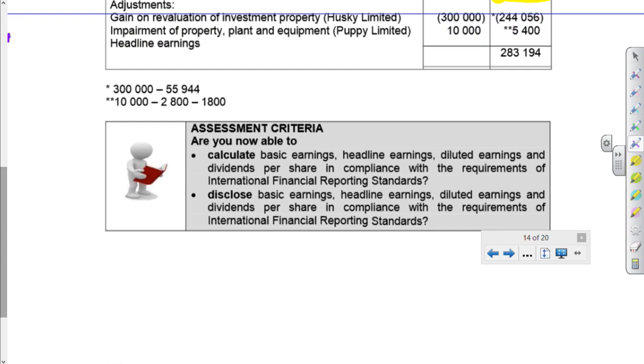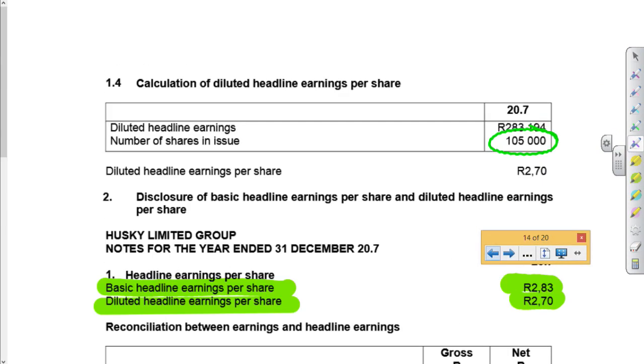So that's headline earnings per share. The other thing that I wanted to do with you today is dividends per share. So far we've done basic earnings per share, diluted earnings per share. We've done headline earnings per share, basic and diluted. It's the same adjustment. Do you agree? It's exactly the same adjustments that we make to get to those numbers. And now we're going to look at dividends per share.